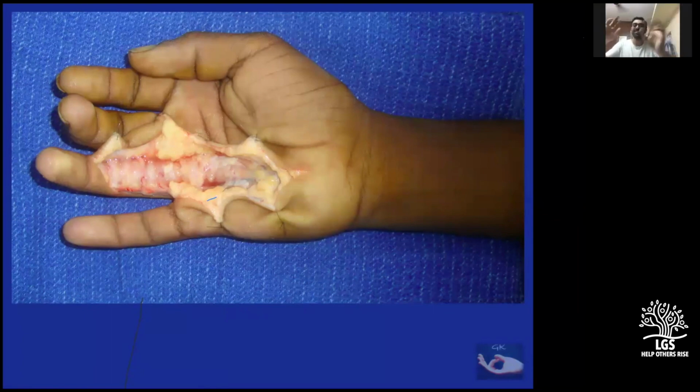For the intrinsic, I was thinking about the pollicization in this case, sir, because you transfer the interosseous to the lateral bands. Yes, that is a pollicization. Right. Thank you, sir.